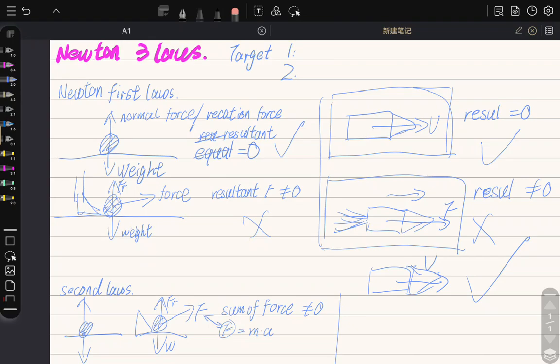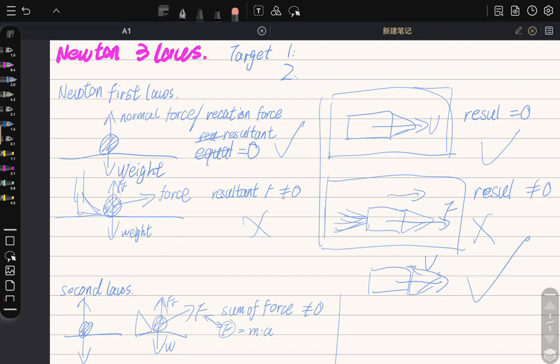It says that an object will remain at rest or continue to move with a constant velocity unless acted upon by a resultant external force.